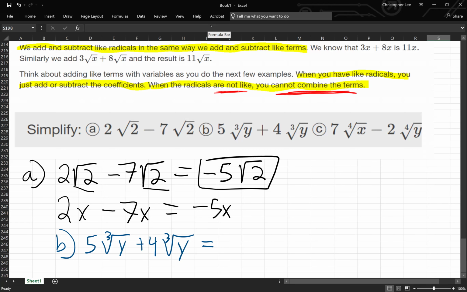Just add the coefficient, the number in front. That's all. So what's the answer? That's it. 9 what? Cube root of y. That's the full answer. That's all it is.